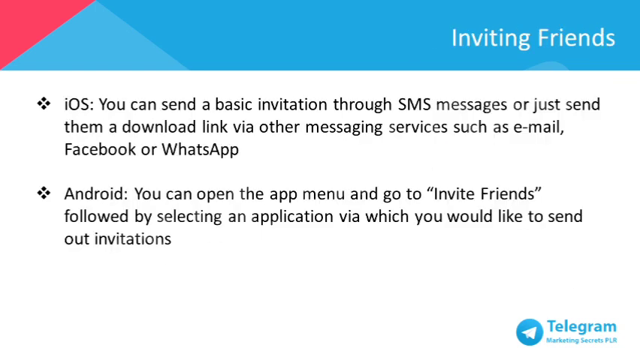To start building your connections on Telegram, the best way to do it is just invite your friends to Telegram. For iOS users, you can send a basic invitation through SMS messages or send them a download link via other messaging services such as email, Facebook, or WhatsApp. Or for Android, you can open the app menu and go to Invite Friends, followed by choosing an application you'd like to send your invitations through.